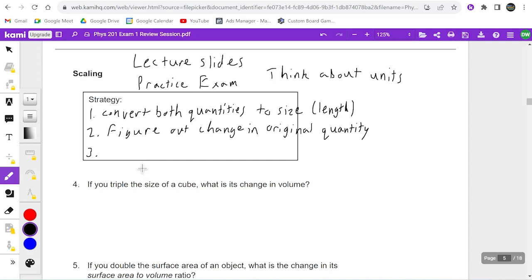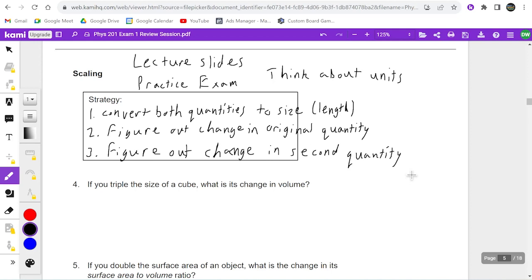And then step 3, figure out the change in the second quantity. So in the fake example I just gave, if the first quantity is volume, the second quantity is specific metabolic rate. We'd use the conversion factor or the proportion to figure that out. And the more practice problems you do, the better you get at that.